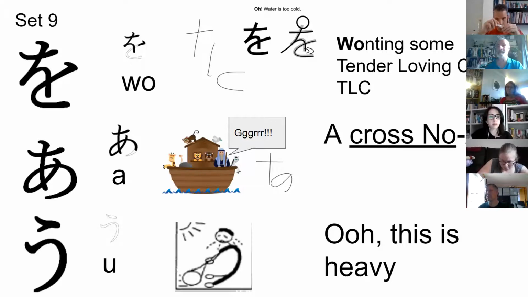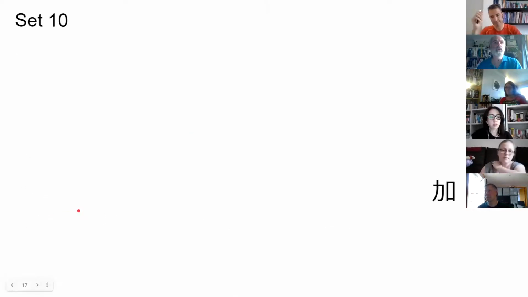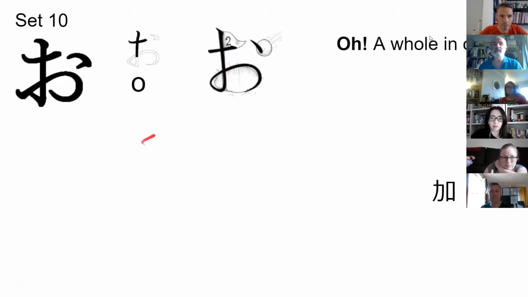Okay, last one, guys. Last set for today. Oh, what's that doing there? I'll find out later. Oh, this is quite a nice one. Oh, a hole in one. So we draw the flag first, then drop down into the hole, and then we draw the ball afterwards.